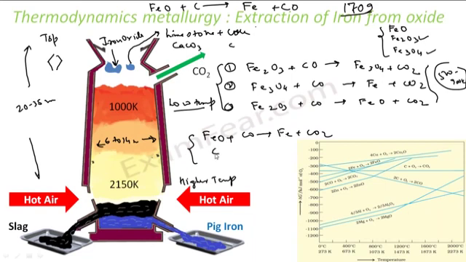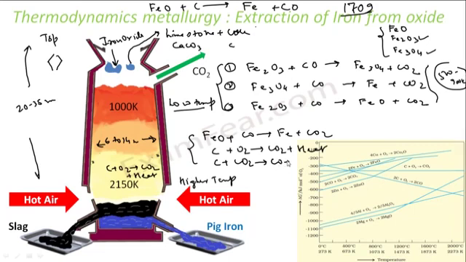Also I have used the coke. Coke will react with oxygen to form CO2 and heat. So this heat is also increasing the temperature here. It's not only the hot air from here which is increasing the temperature, but the source of heat in this area is C plus O2 gives CO2 plus heat. Again, carbon reacts with carbon dioxide to form CO, and again heat is emitted.